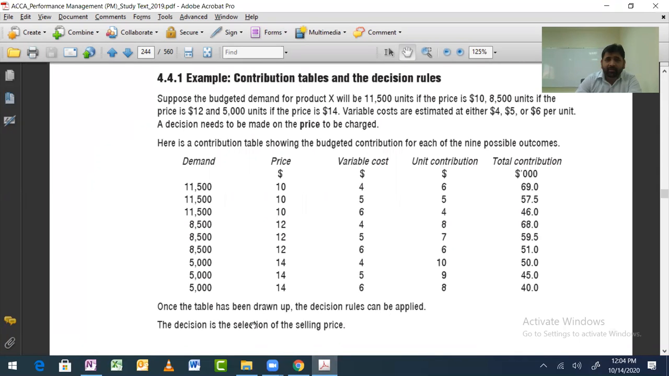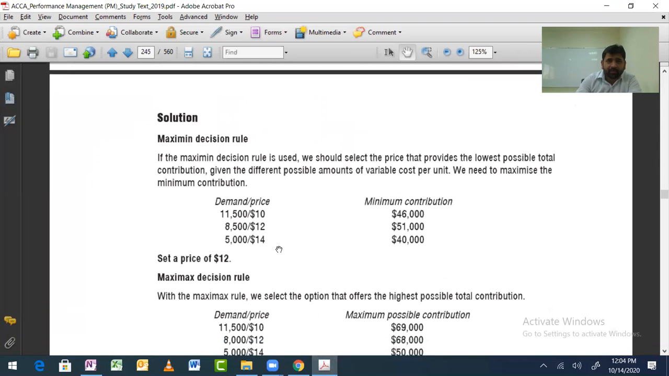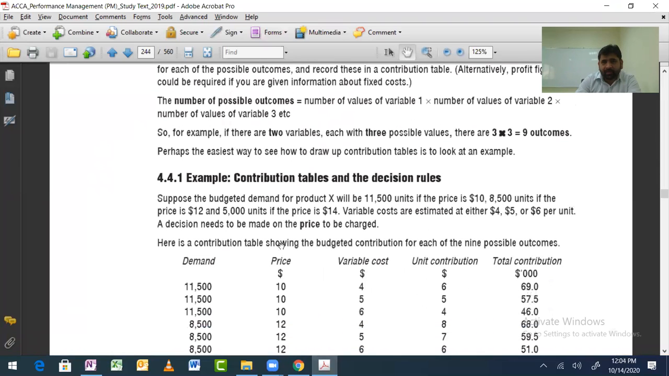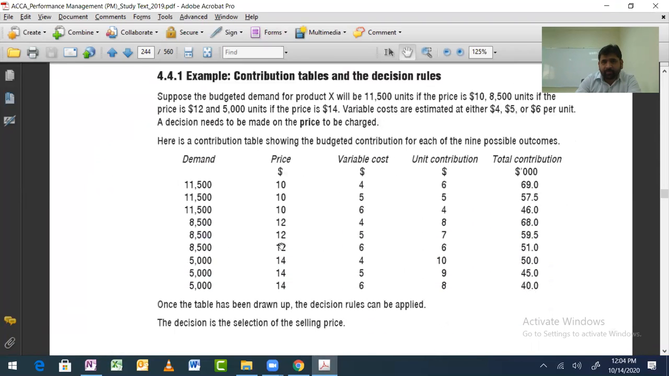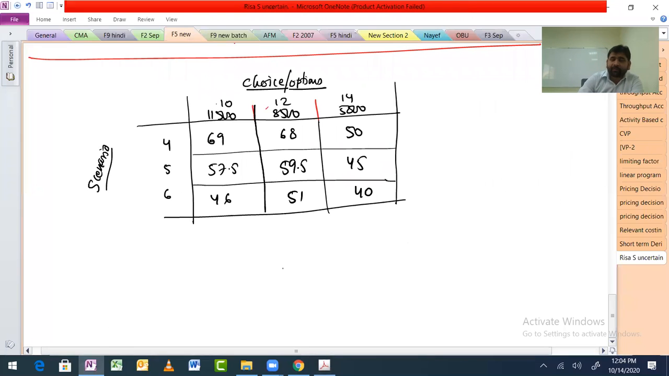The decision is the selection of the selling price. In the question they did not tell us which rule to use, I was looking for that, but it is not mentioned. So now we'll use all that we know. Maximax: which are the maximums? 69, 68, 50. Maximize the maximum, so 69 will be the answer.